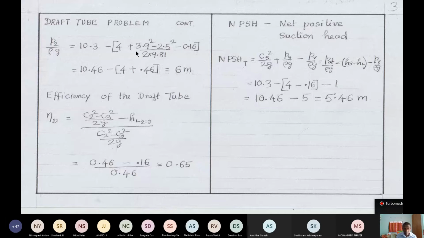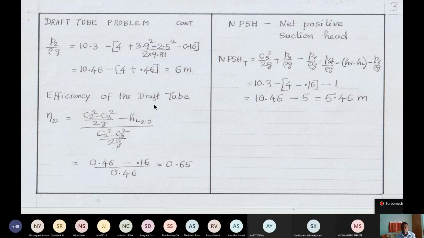What is the vacuum pressure head at 4 meters? Okay. So 10.3 minus 6, that is around 4.3. So when I say zero vacuum, it is atmospheric pressure. Not absolute vacuum. Zero vacuum means atmospheric pressure only. So as you go lower and lower, when you say vacuum of 10 meters, it is a very high vacuum.